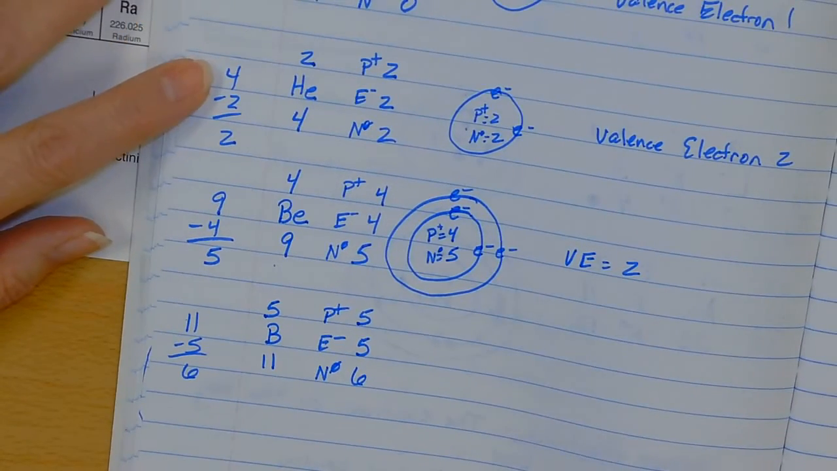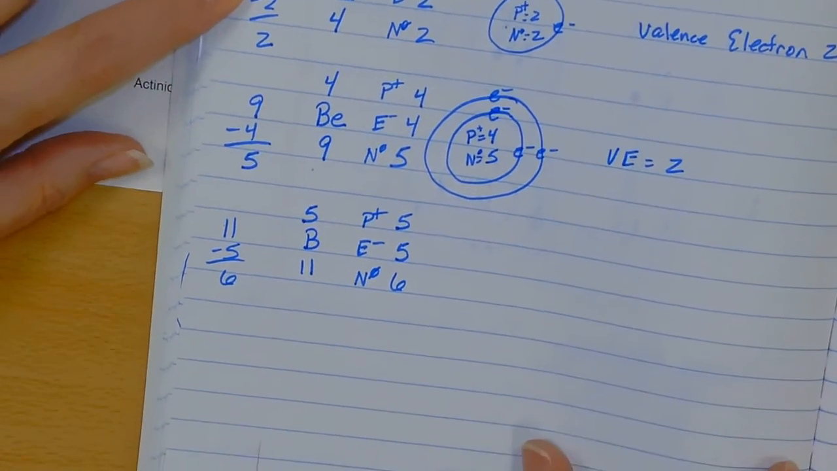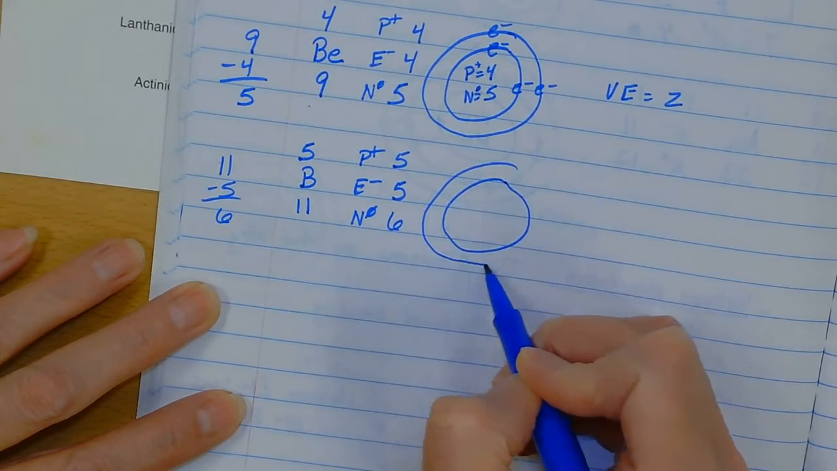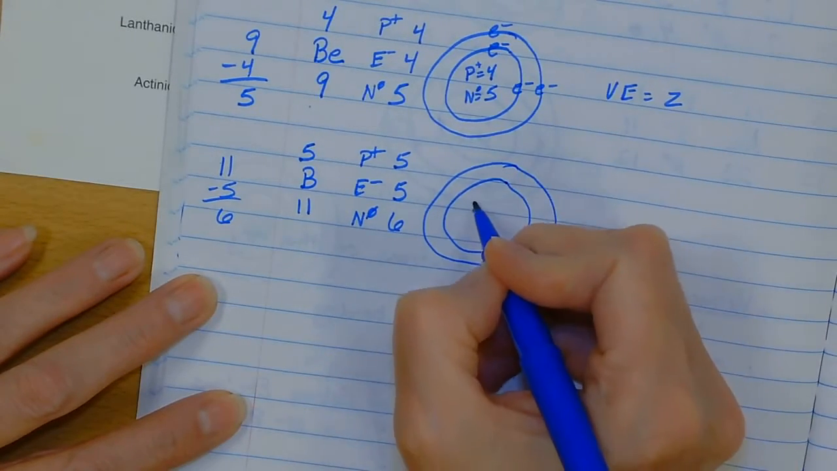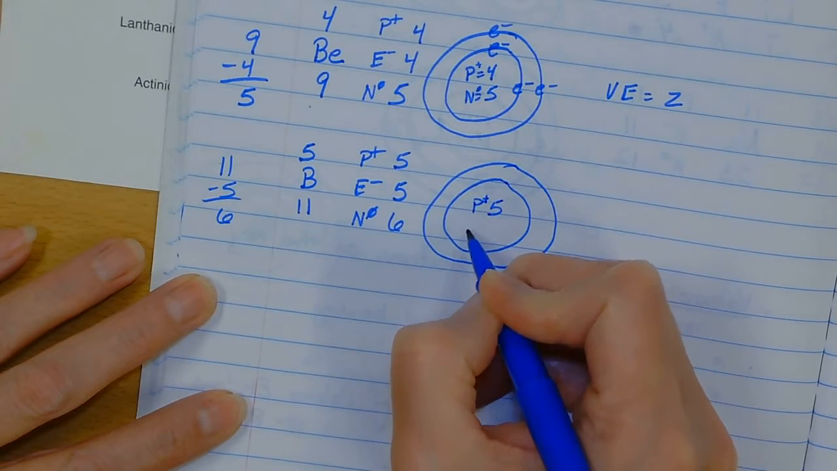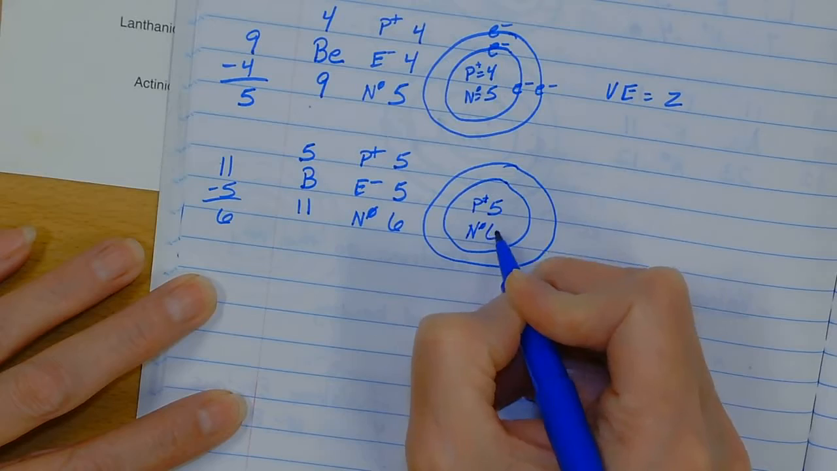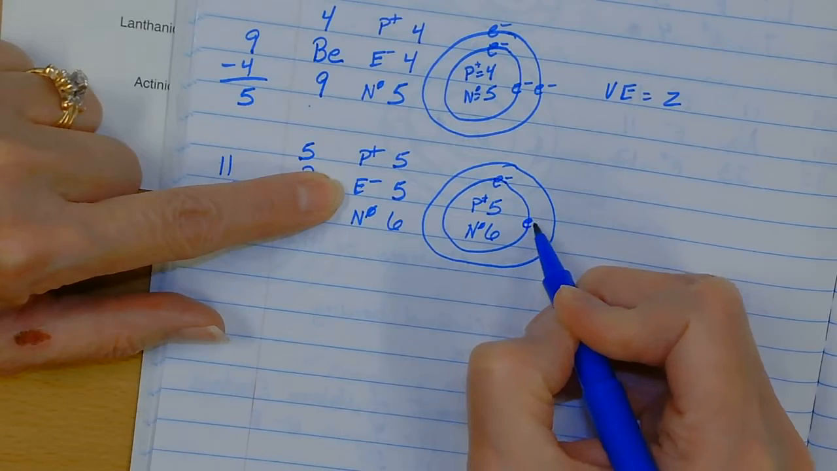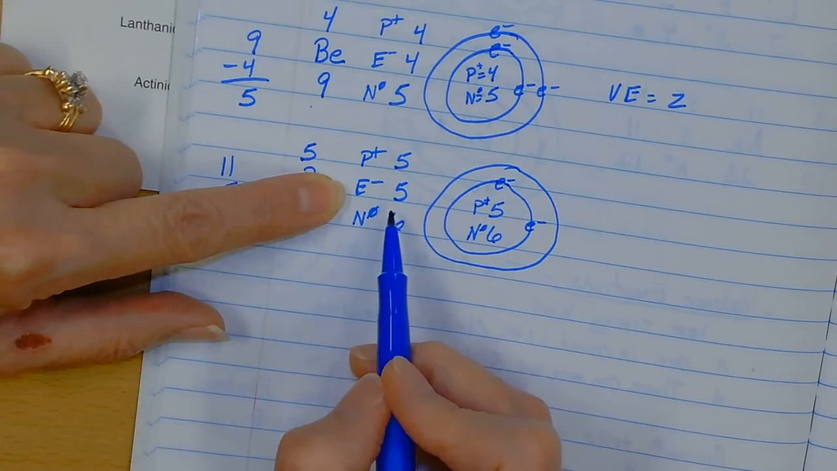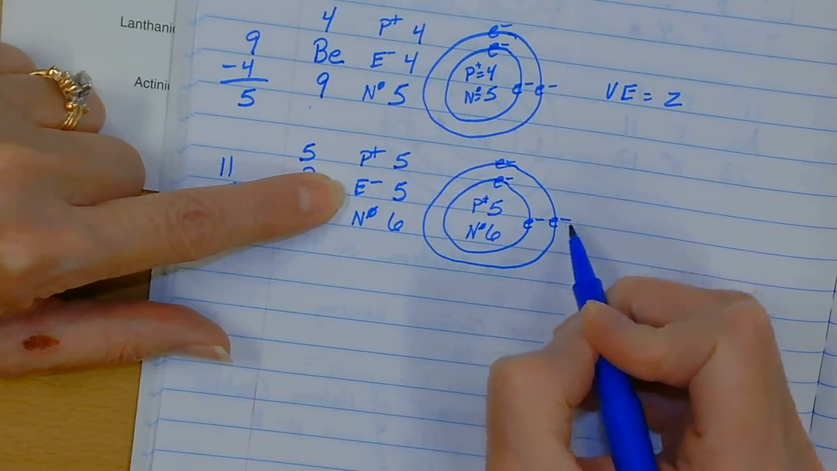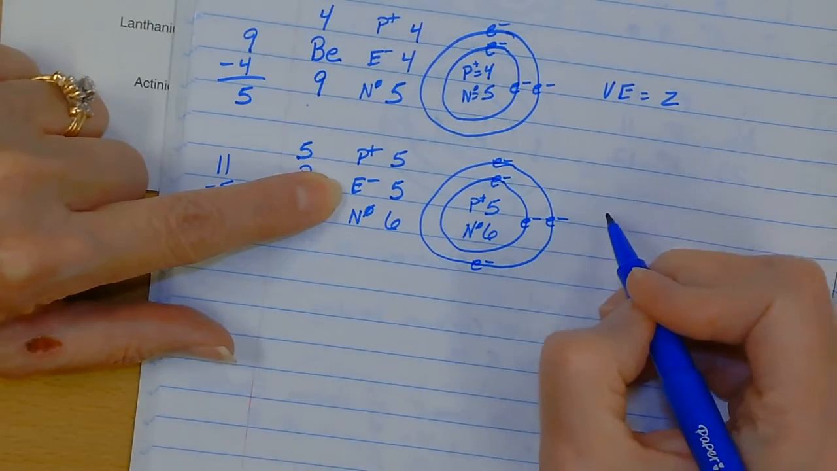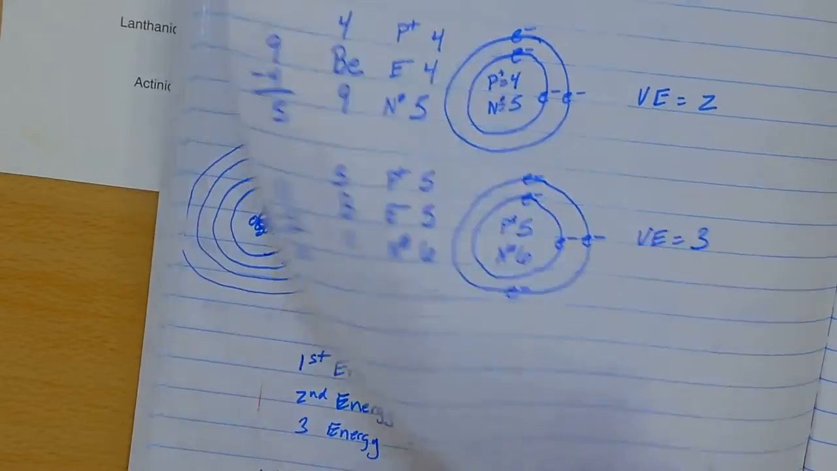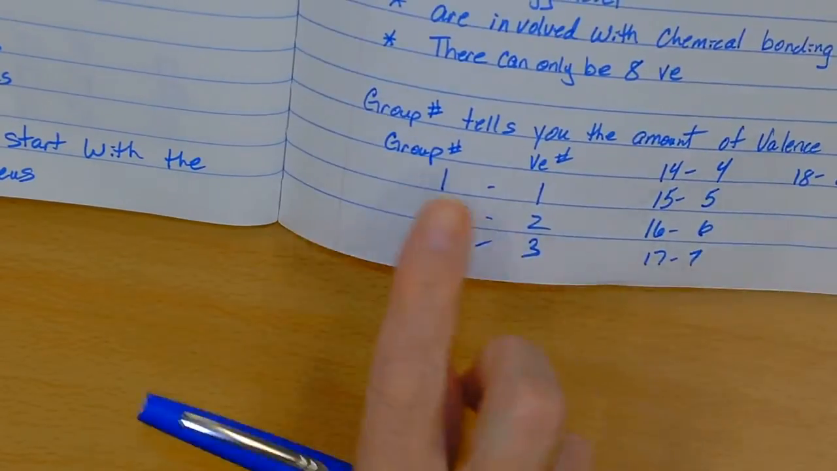Boron is in the same period as beryllium is. It's in period 2, so therefore we just need 2 energy levels. Okay, so I have 5 of those. I have 6. I need 5 electrons, so I fill my first energy level first. I have 2. I need 3 more. So 1, 2, 3. So my valence electrons equals 3. So group 13, as we said over here, group 13 has 3.